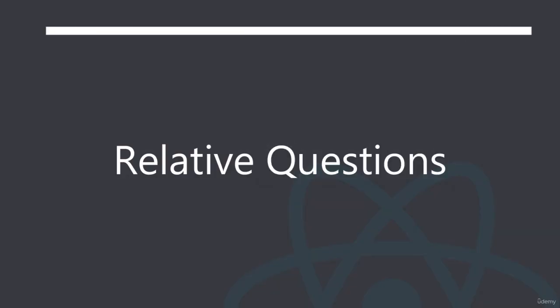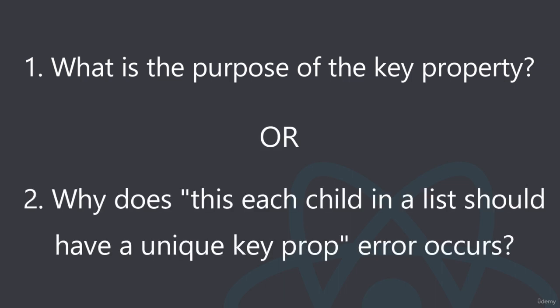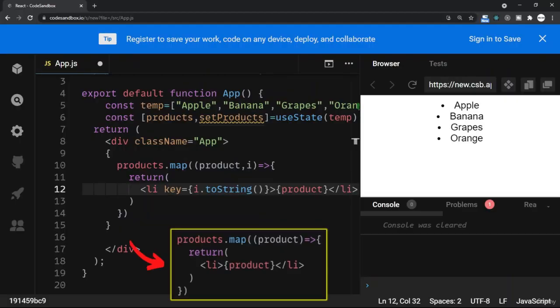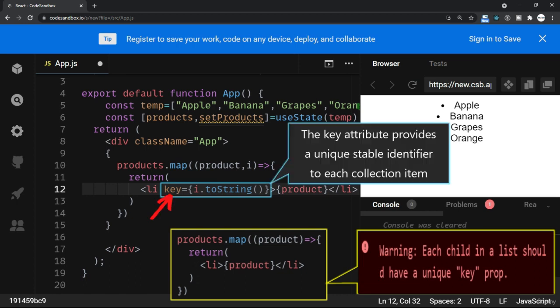So now let's talk about related questions. The first question is, what is the purpose of the key property? Or the question can be, why does this error, each child in a list should have a unique key prop, occur? So whenever you are looping through a collection, and if there is no unique identity given to each item, then you face this warning, and to avoid this warning you use the key property, the key attribute that is, and this attribute will make sure that each item is given a unique identifier.